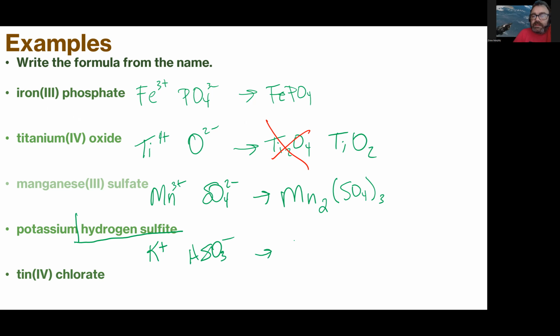One last on here, tin 4 chlorate. Remember, tin is not Ti, that's titanium. This is Sn4 plus, and chlorate is ClO3 minus. This will become really straightforward once you get those polyatomics memorized. We need 4 chlorate, so we have to have our parentheses there, right?